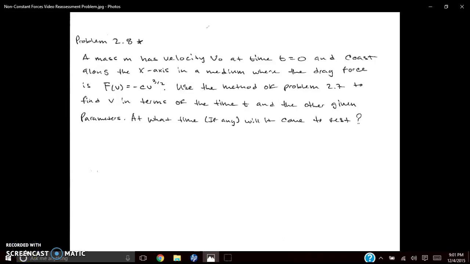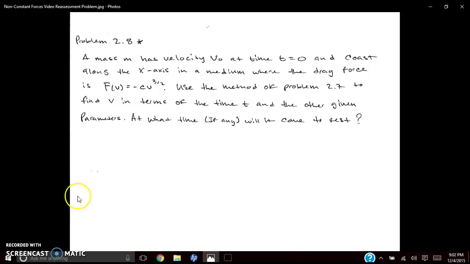Okay, so for my non-constant forces video reassessment, I chose a homework problem from the list of homework problems that you assigned us on the blog. It's a problem from the book, problem 2.8. Digging right in, the problem reads: a mass m has velocity v naught at time t equals 0 and coasts along the x-axis in a medium where the drag force F of v is equal to negative c v to the 3/2 power. Use the method of problem 2.7 to find v in terms of the time and the other given parameters. At what time, if any, will it come to rest?